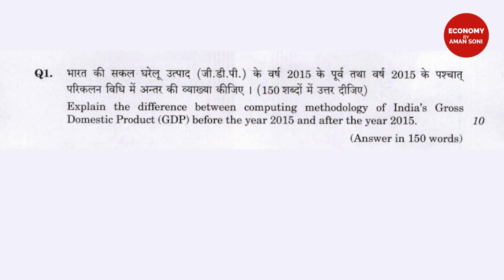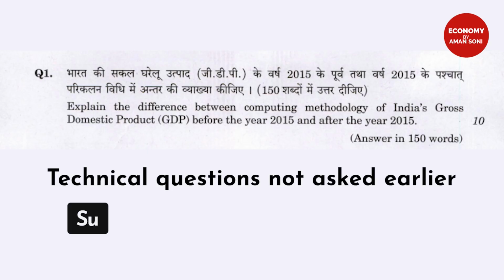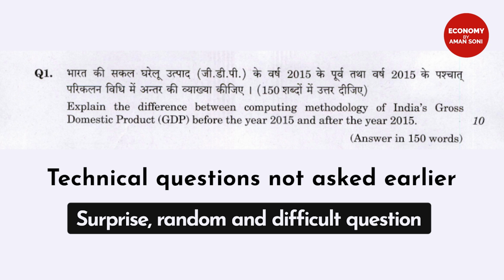So when the question was being asked in 2021, students needed to be surprised at how this question was coming up. Before that, these types of questions hadn't come up, right? The difference between methodologies, these technical questions had not come up. So this question was a bit of a surprise for the aspirants. It was a random question and it was a difficult question.